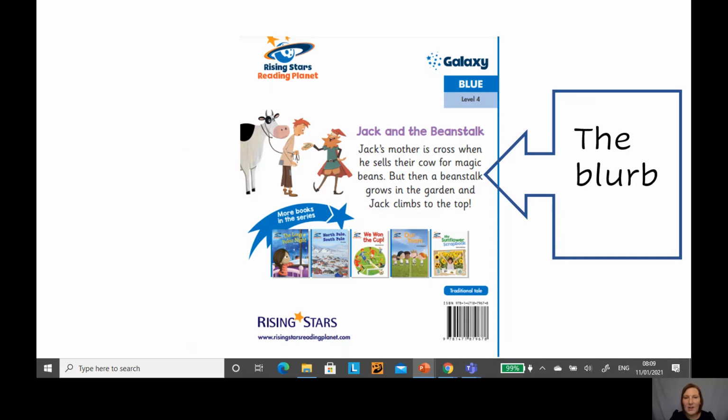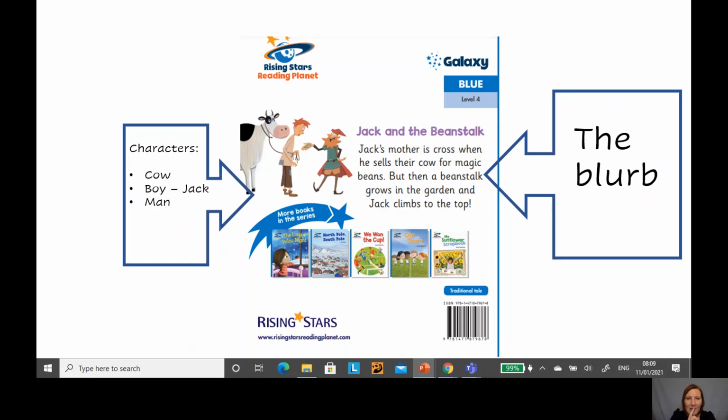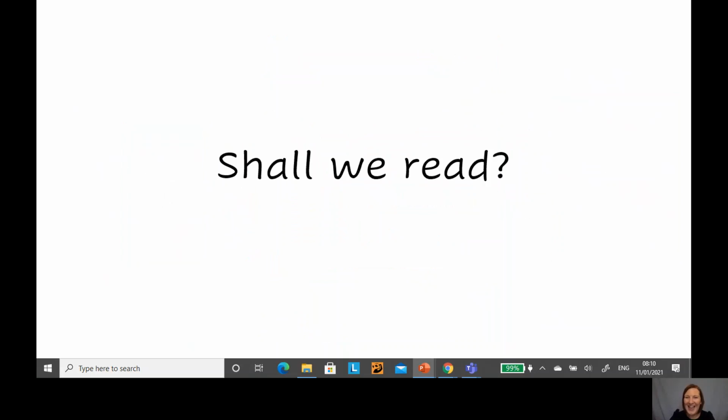If I have a look to the other side of the back of the book, there's some characters there, isn't there? I can see a cow and I can see a boy. That looks like that boy that was from the front. That must be Jack. And I can see a man and he's got something in his hand. Well, if I go back to the blurb, it tells me that Jack's mother was cross when he sells the cow, which he's holding there, for some magic beans. I wonder if that man is going to be holding those magic beans. Should we find out? Let's go.